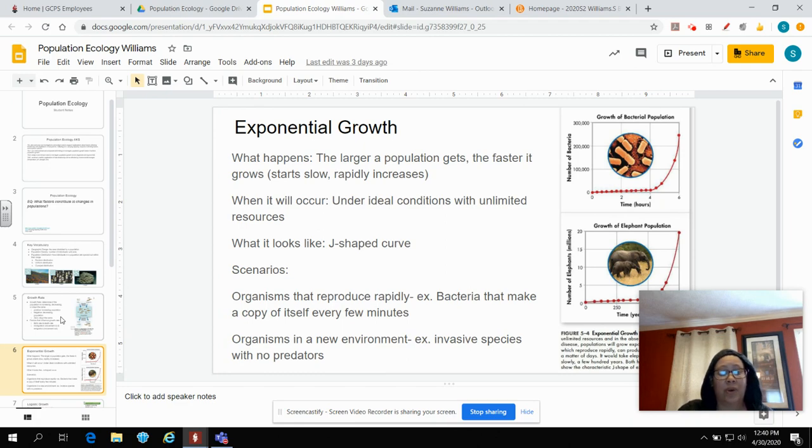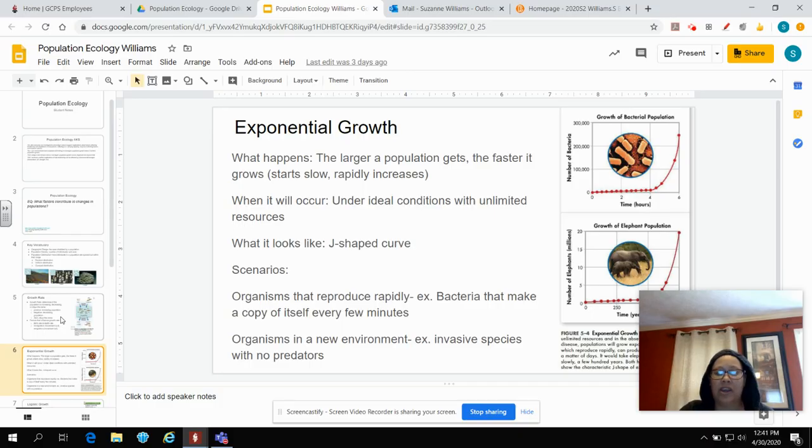So exponential growth, you probably are pretty familiar with right now, because if you've been paying attention to the news, we've all seen the graphs of the coronavirus where it's like whoosh, right? That's exponential growth. What happens is that you have ideal conditions and unlimited resources, and the population just keeps growing and growing and growing.